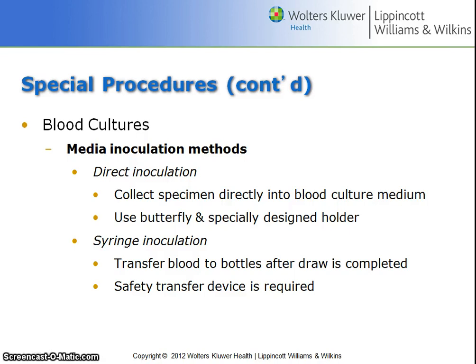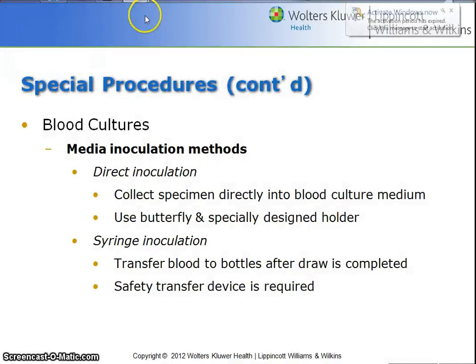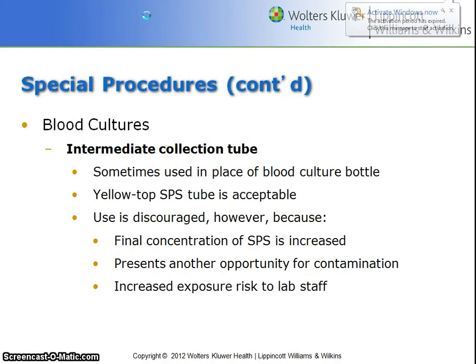Alright, so there's different means of media inoculation. Direct inoculation, you collect the specimen directly into the blood culture medium. Syringe inoculation, you transfer the blood to bottles after the draw is complete. Intermediate collection tube, sometimes used in place of blood culture bottle. Use is discouraged though because of the following factors, which you can read right there.